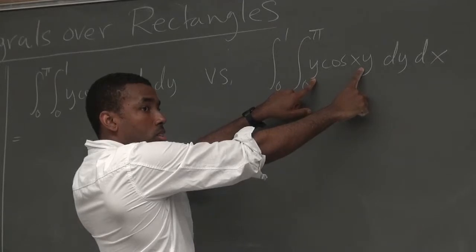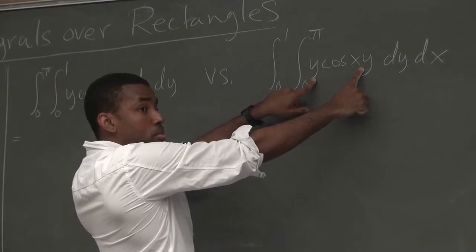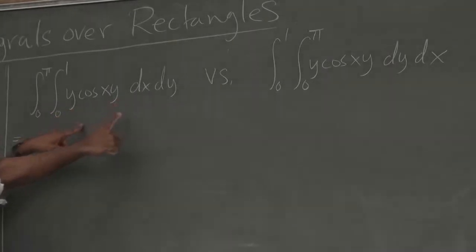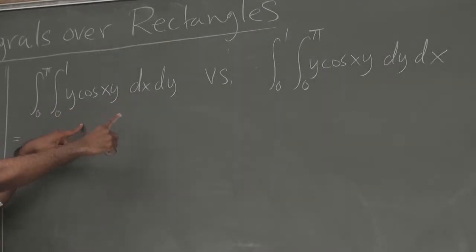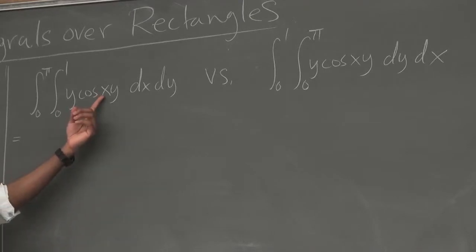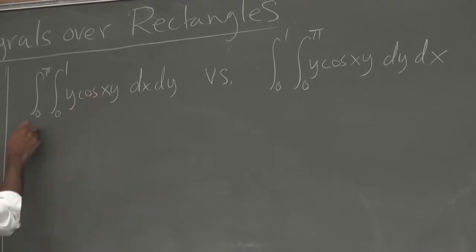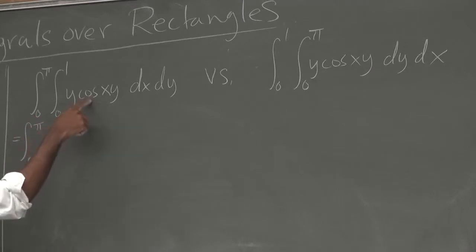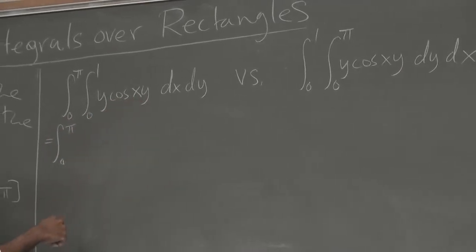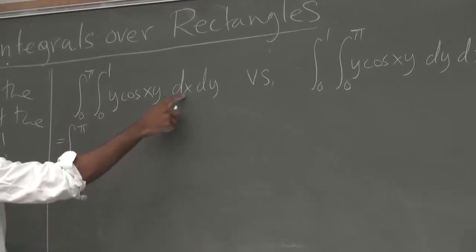You have to do this integration by parts. Integration by parts. Do I need integration by parts here? No. Right? What do I need here? Well, x is just in the cosine, so I can just integrate that, right? So I have 0 to pi. What would be the integral of cosine xy with respect to x?